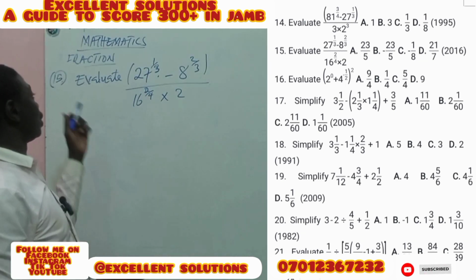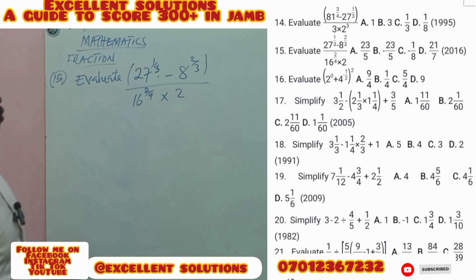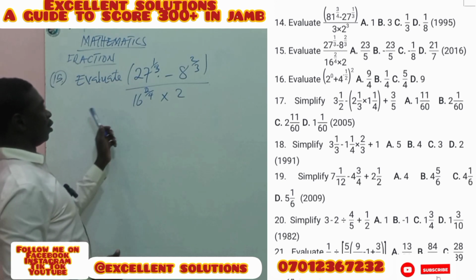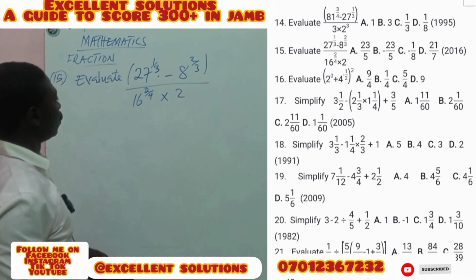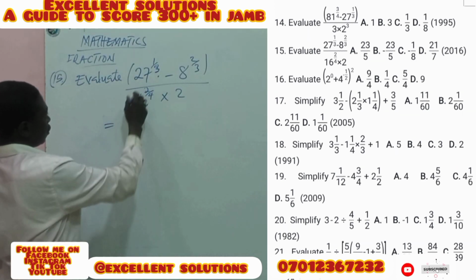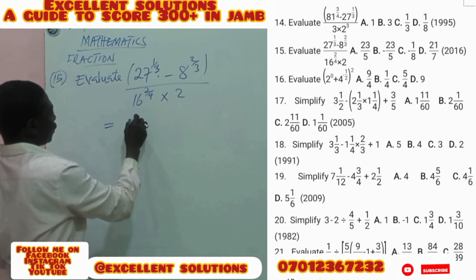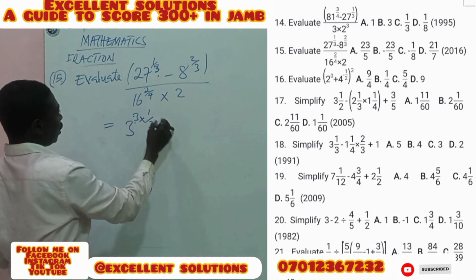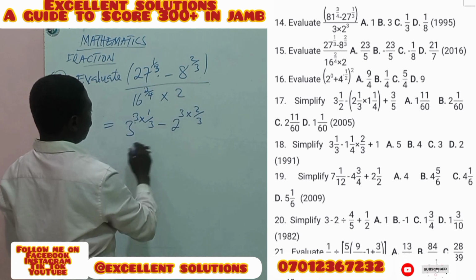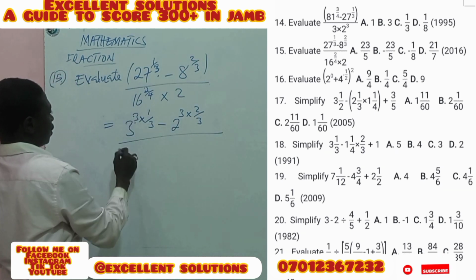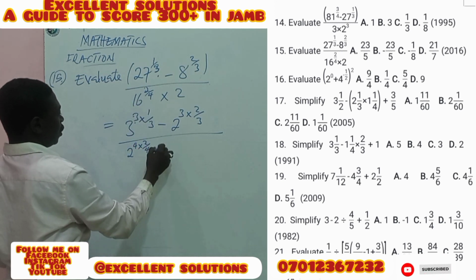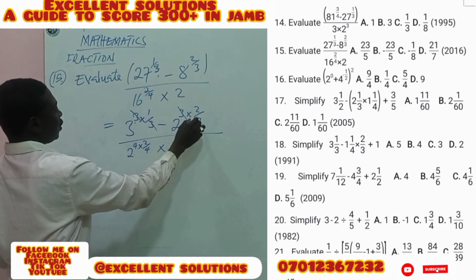So the next question is question 15. And question 15 says evaluate 27 raised power of 1 over 3 minus 8 raised power of 2 over 3, all upon 16 raised power of 2 over 4 times 2. So this can also be written as 27 is the same as 3 raised power of 3 times 1 upon 3, minus 8 is the same as 2 raised power of 3 times 2 upon 3 here, divided by this 16 is the same as 2 raised power of 4, then multiplied by this power 2 upon 4 times 2. So this 3 cancels this 3, 3 cancels 3.